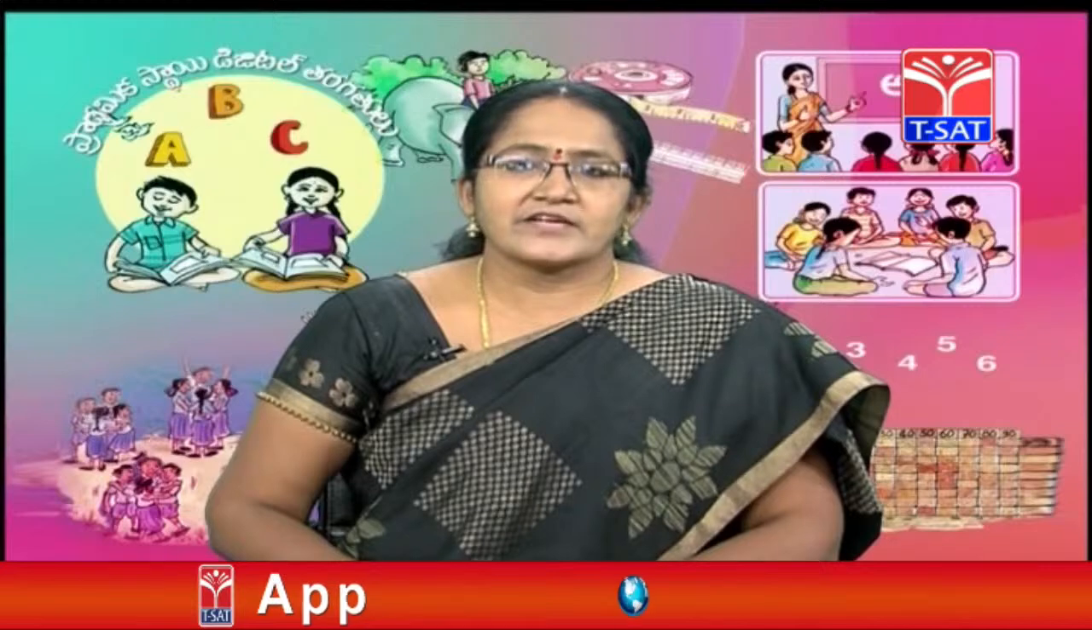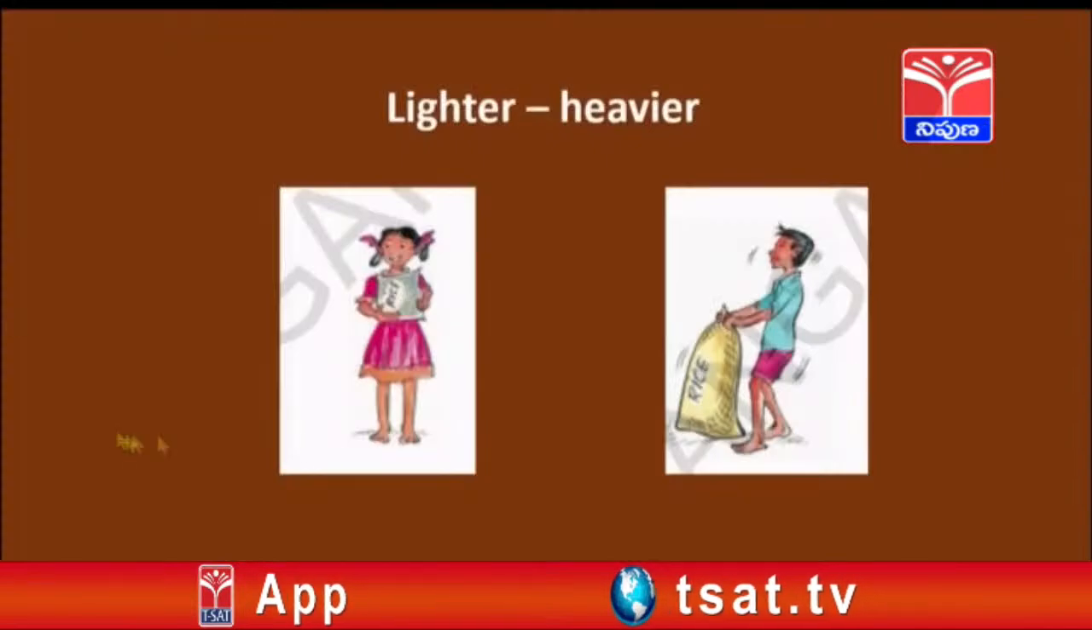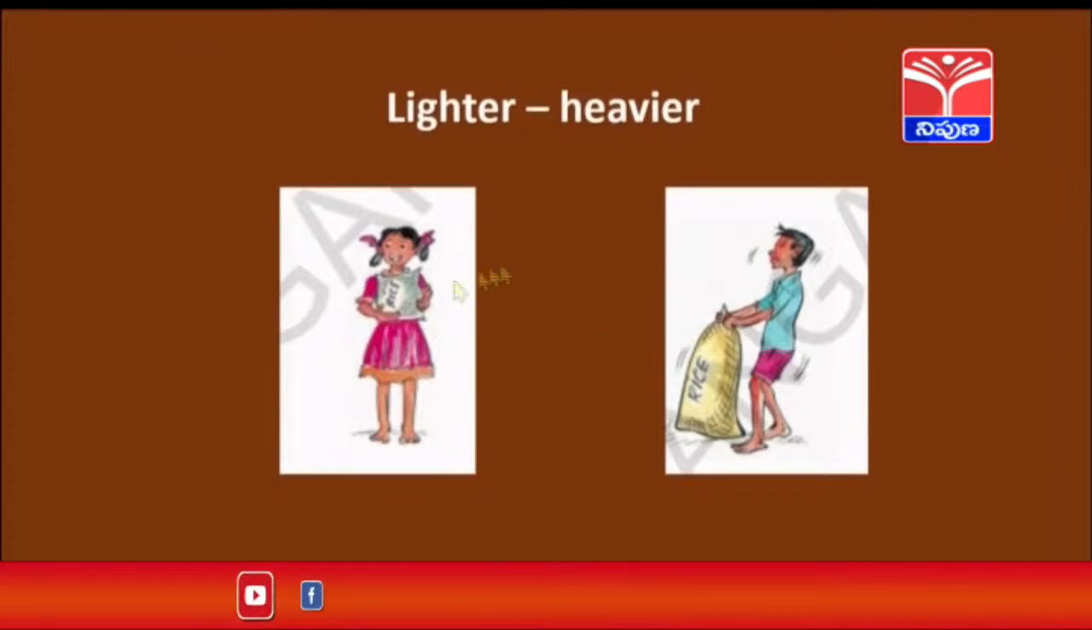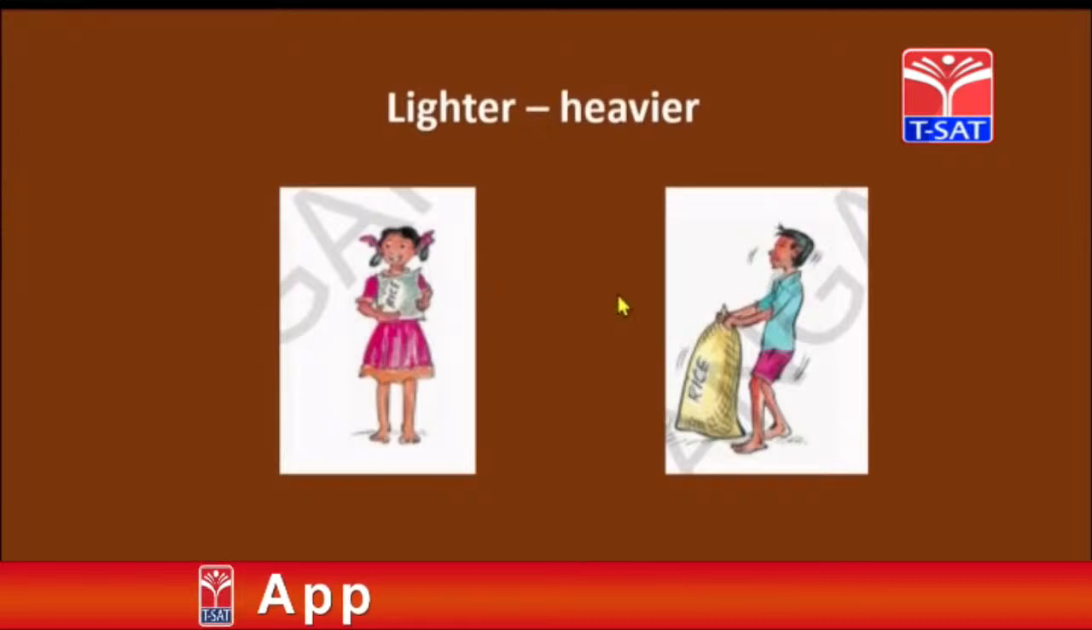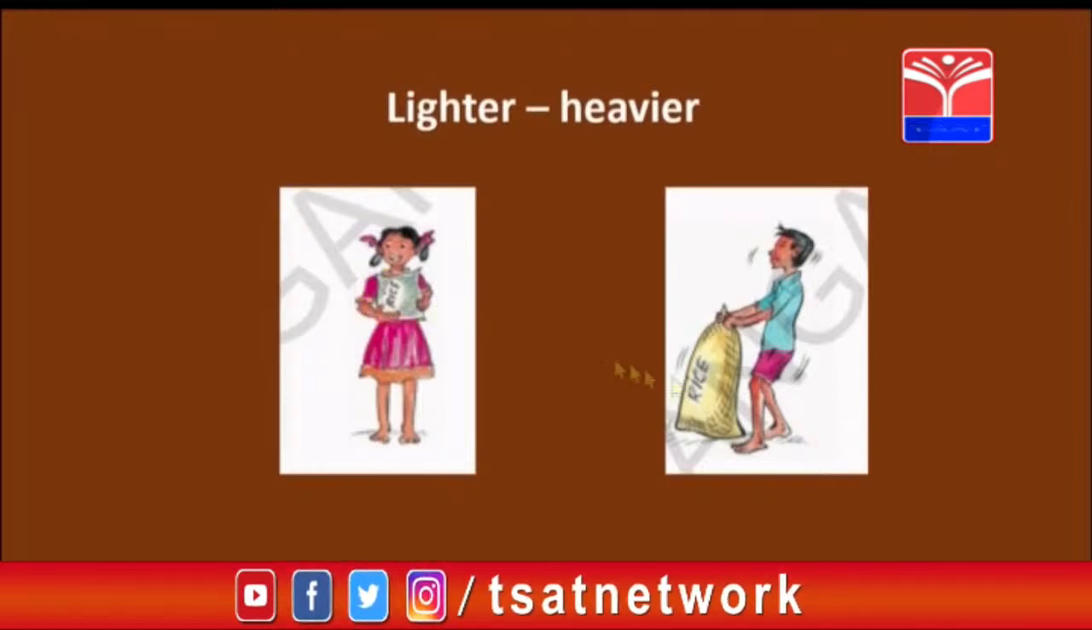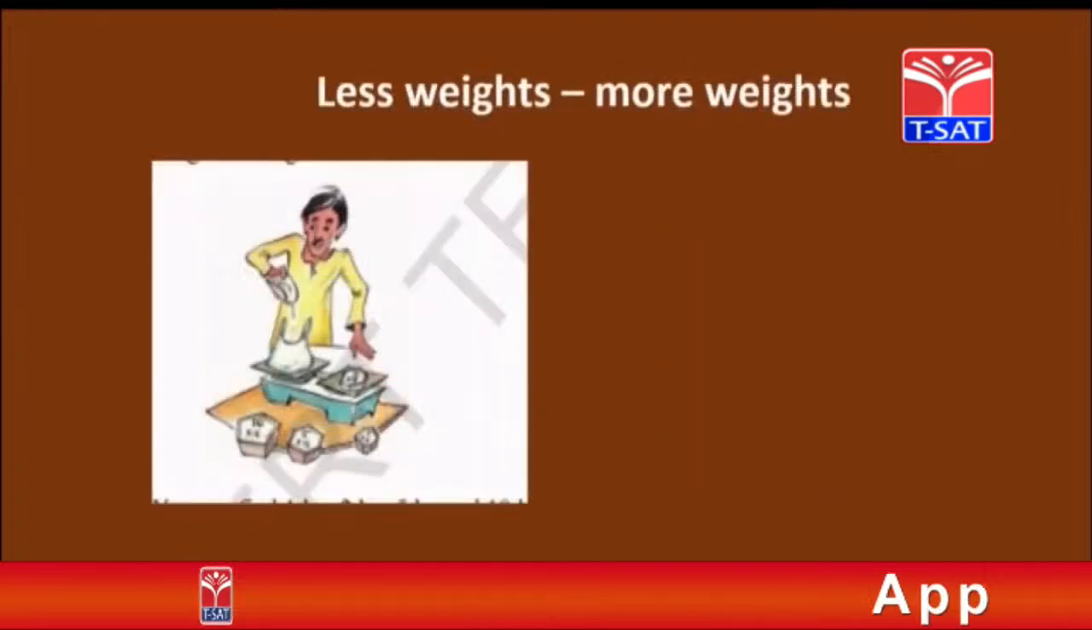Now let us start our lesson with a picture. Look at this picture. What are the children in the picture doing? Yes, they are trying to lift some weights. How are they lifting them? Yes, in the first picture, the girl is lifting the weight very easily, but in the second picture, the boy is feeling difficulty in lifting the weights. Why is it so? Yes, in the first picture, it was a lighter weight, and in the second picture, it was a heavier weight. Children, look at this picture.